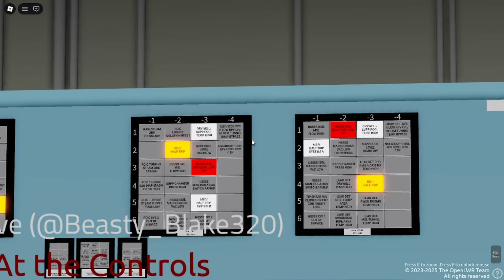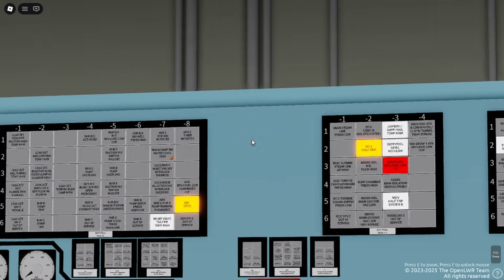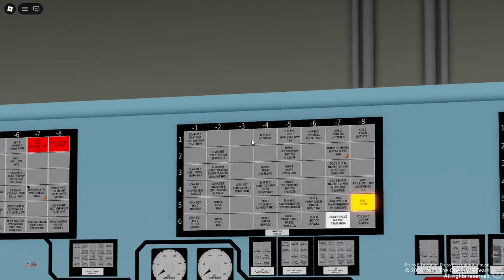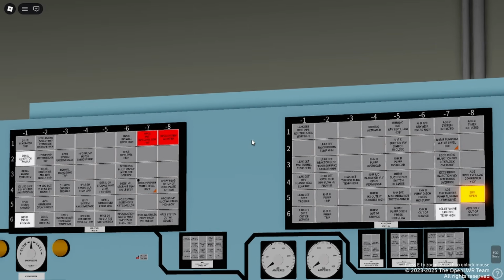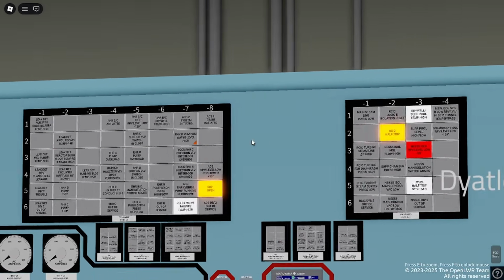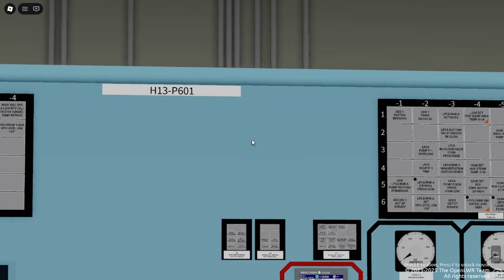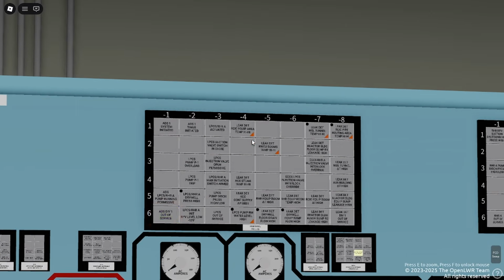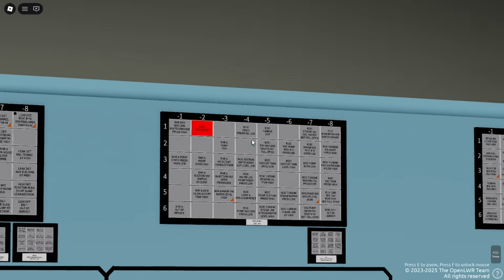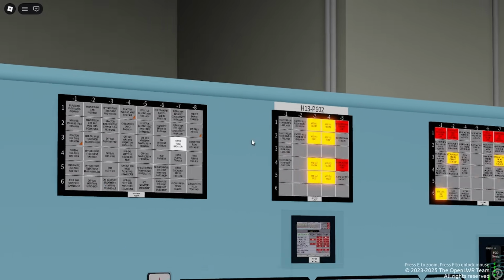Alright, 03, I would like you to perform BOP/03 actions per 3.3.1 for ATWS. Perform ATWS actions per PPM 3.3.1 for both BOP and 03. That's correct.